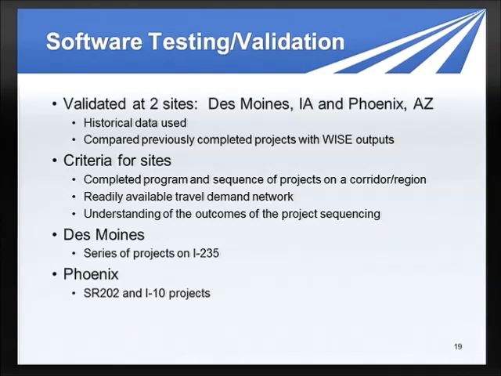So they were largely looking for sites that had that kind of information, that had a readily available travel demand network, so that would bound the amount of time that went into getting that together. And like I say, they had an understanding of the outcomes of their program and how it had gone. They had paid attention to that and maybe had some after action information on that. So there was a series of projects on I-235 in Des Moines, and then a series of projects on 2 different roadways in Phoenix that were used.